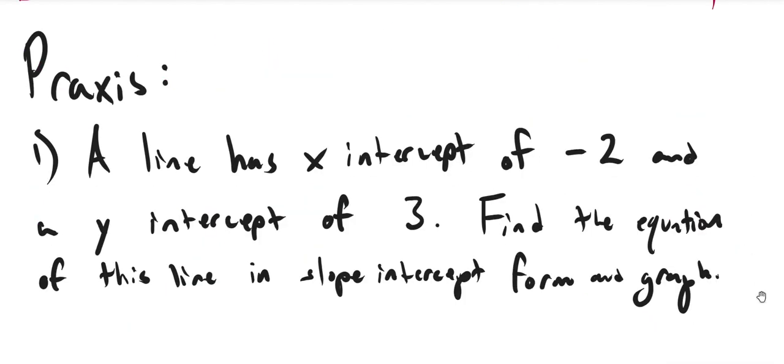Okay, so here's your praxis exercise for the day, your practical application of what you've learned. Let's say I gave you a line with an x-intercept of -2 and a y-intercept of 3. Can you find me the equation for this line in slope-intercept form? Can you graph it, please? Give that a shot, and we'll see how you did.